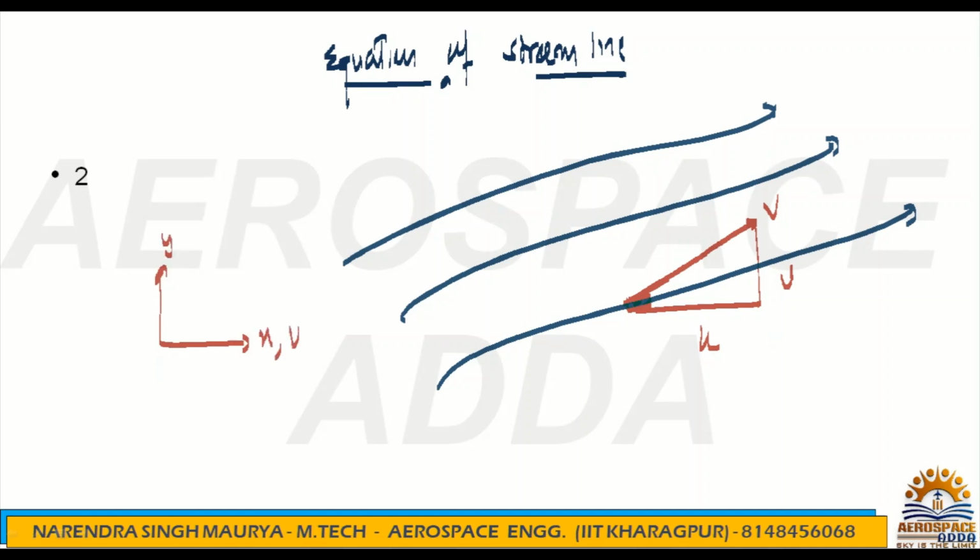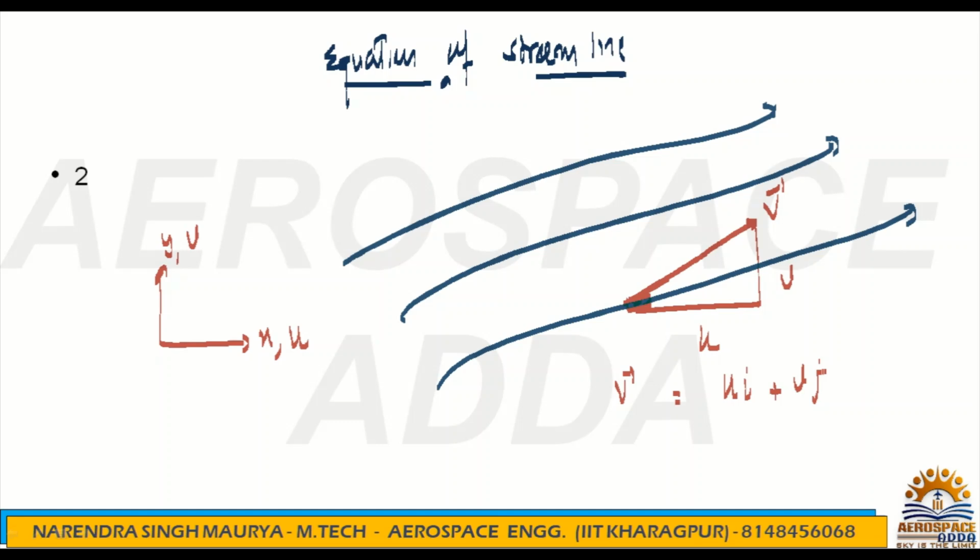In x direction, what is the displacement? It is dx displacement, but velocity is nothing but u. And similarly in y direction, what is the velocity? v. So the total velocity, suppose we have the v vector, we can write v vector is equal to u i plus v j. This is the way to write, right?